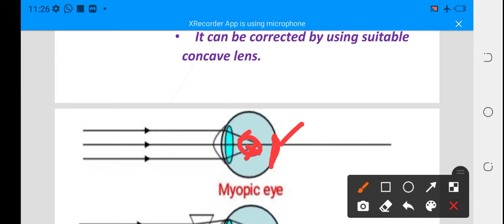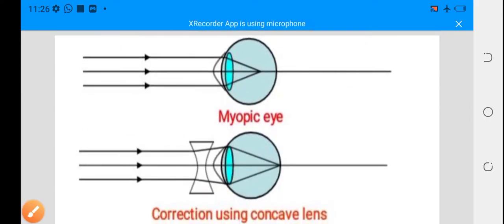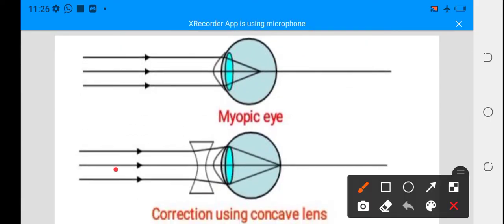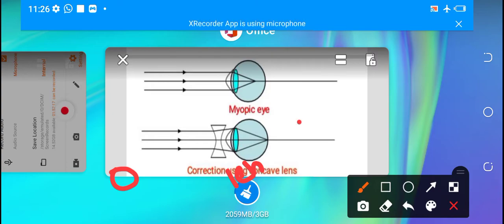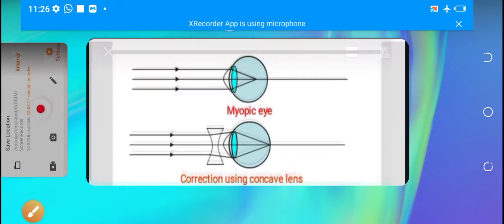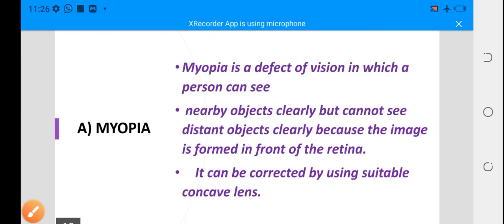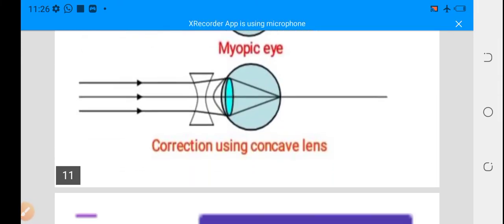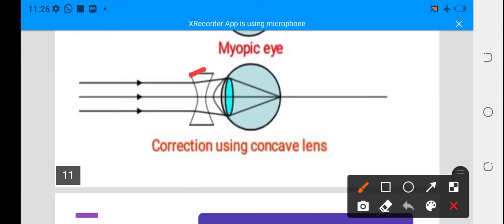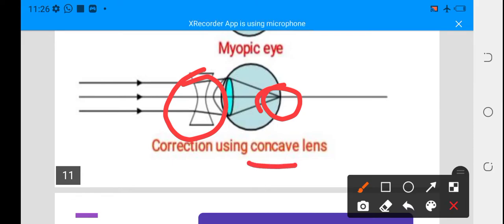Then how can you correct this one? Between the eye lens and the object, if a concave lens is placed, then the image will be formed on the retina. So by using a suitable concave lens, myopia will be corrected.